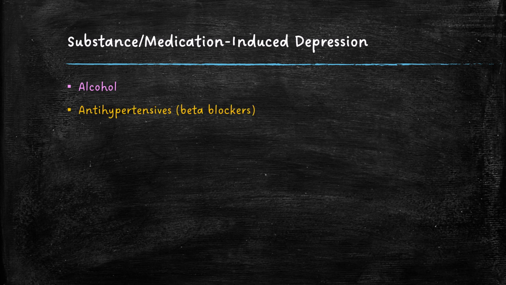Antihypertensives. Beta blockers. You may get tested on this. Beta blockers can cause depressive symptoms. Corticosteroids cause all sorts of psychiatric issues. If they're taking prednisone and they start feeling depressed, it's probably the prednisone. Withdrawal from stimulants, what must go up, must go down. They're going to feel really depressed when they are withdrawing from cocaine or amphetamines.